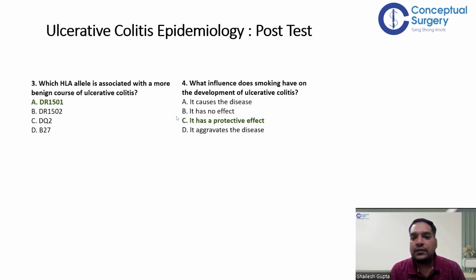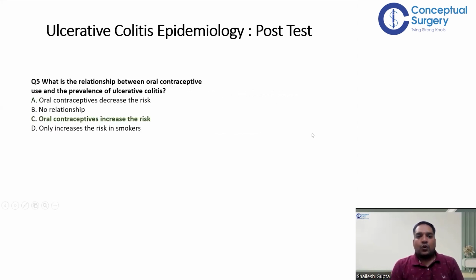So what influence does smoking have on development of ulcerative colitis? The answer is it has a protective effect. So ulcerative colitis is one of the conditions where smoking has a protective effect, right? What is the relationship between oral contraceptive use and the prevalence of ulcerative colitis? Answer: oral contraceptives increase the risk. So guys, now we have discussed the epidemiology and etiology. I am going to discuss pathology.